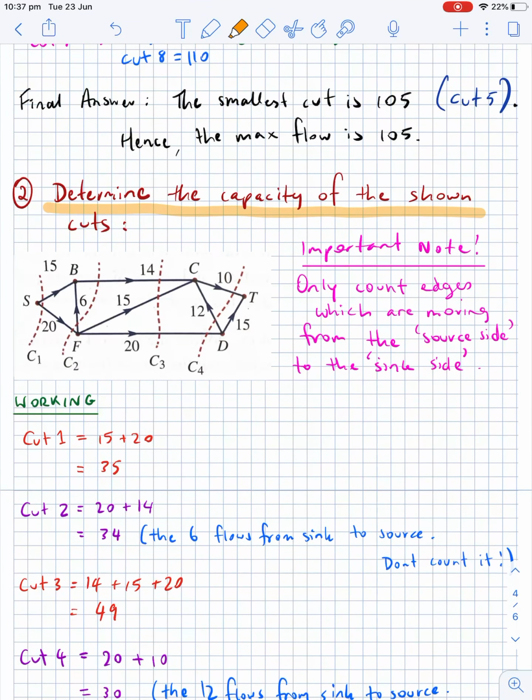Determine the capacity of the shown cuts. So we've been shown cut 1, cut 2, cut 3, cut 4. We're trying to figure out the value of these cuts. Now, an important note here that we're trying to practice is you only want to count edges which are moving from the source side to the sink side. You don't want to count lines or pipes which are going in the direction against that sort of flow. We want to be going from source to sink, because we want to be going from this side to this side, if that makes sense.